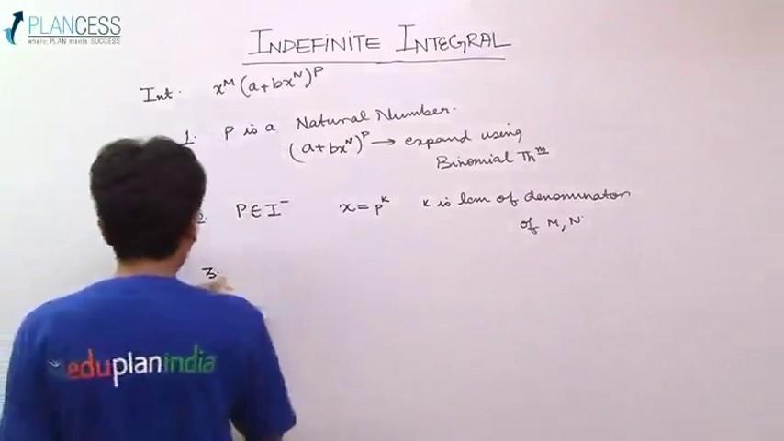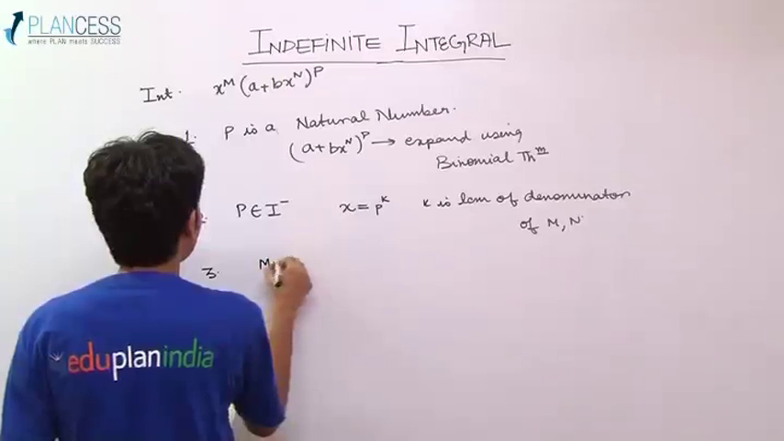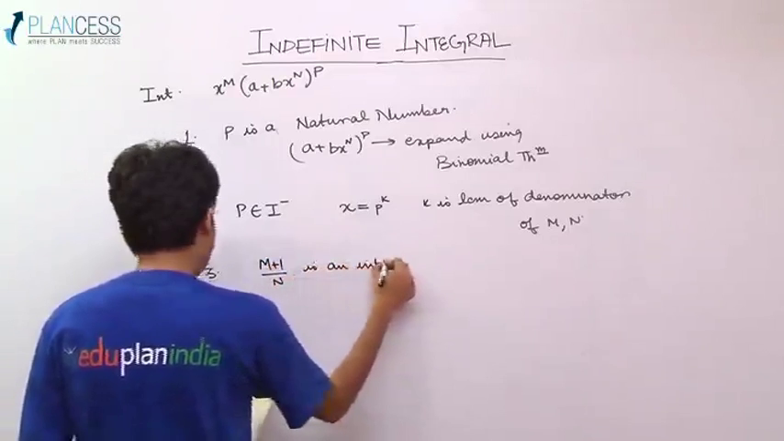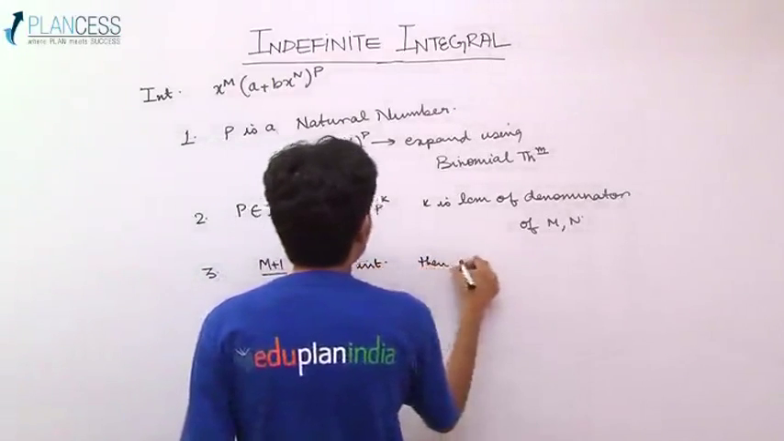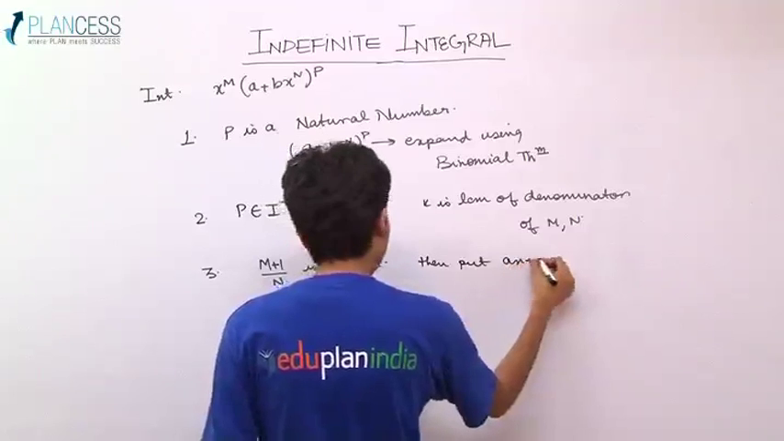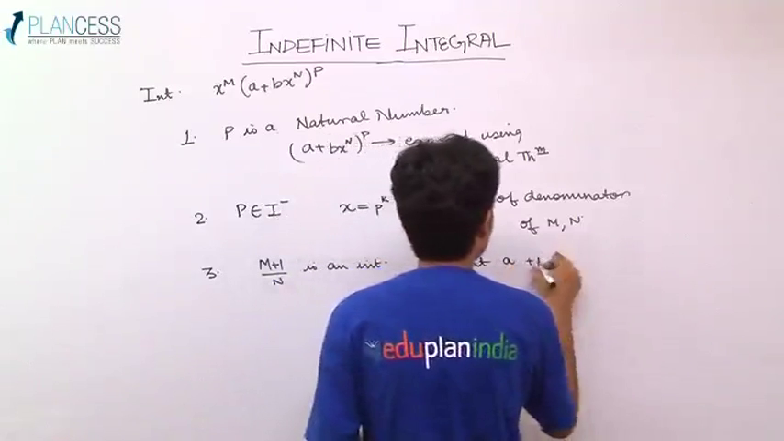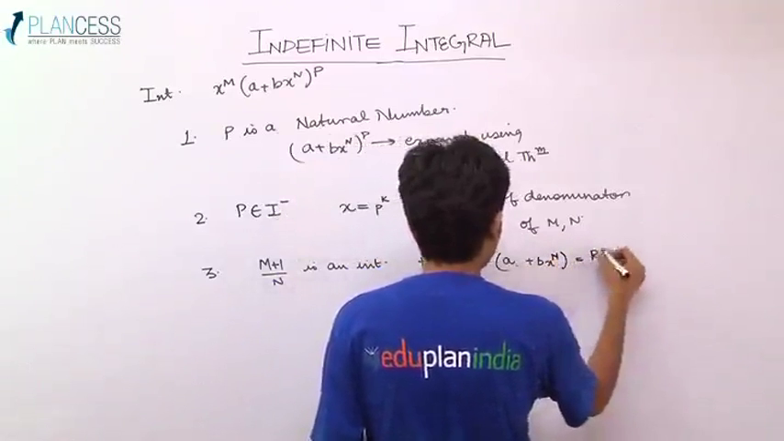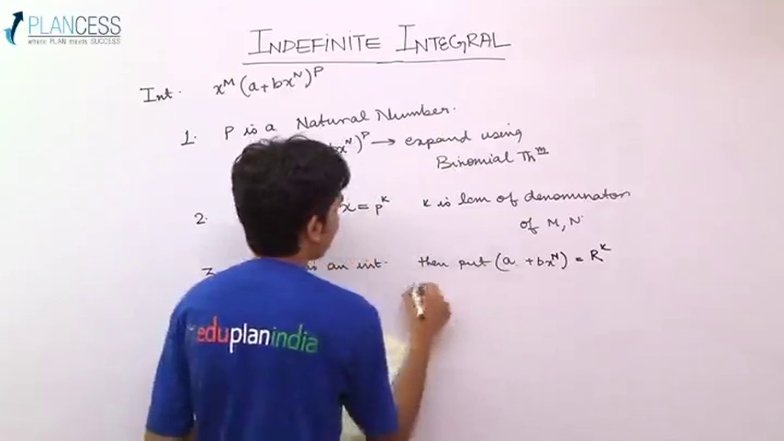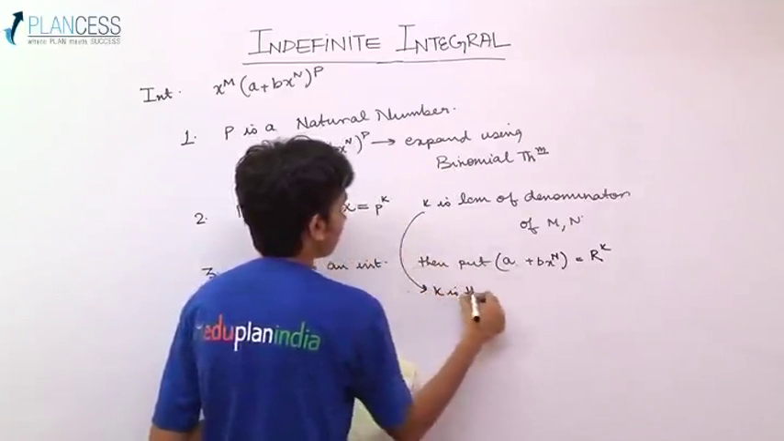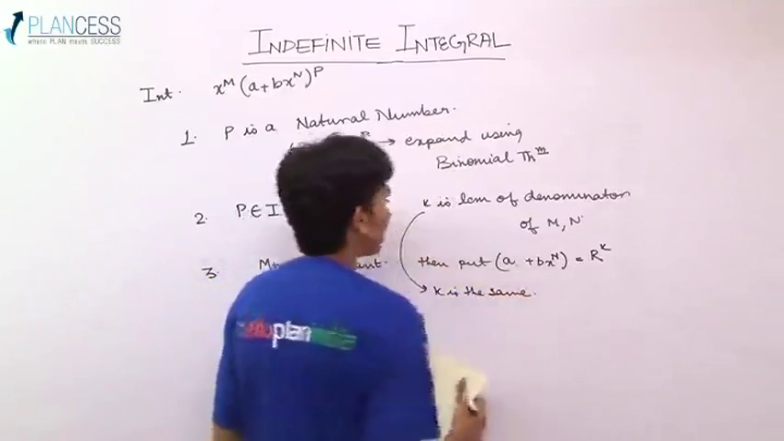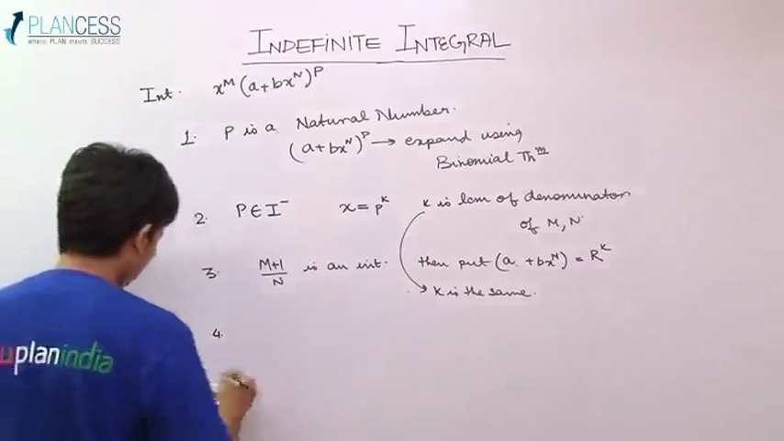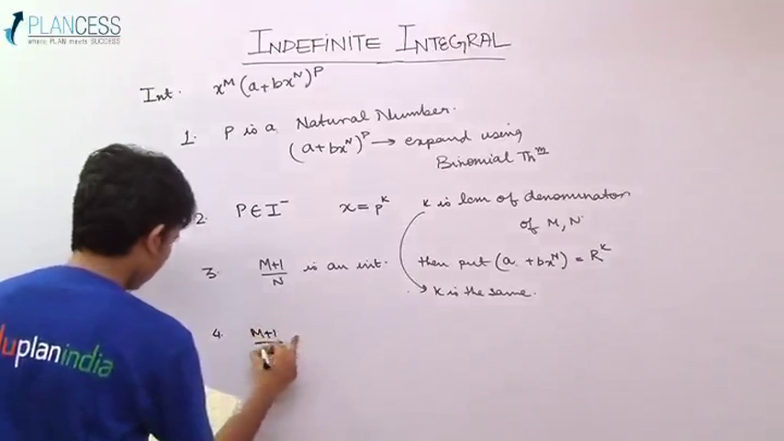The third is, these are somewhat complicated to understand, but with an example you will be clear. If (m plus 1) by n is an integer, then put a plus bx raised to n as r raised to k, where again k is the same, where r is a new variable. So try this, it will help solve. I'm again saying take examples to make this clear. I'm going to take it just after this.